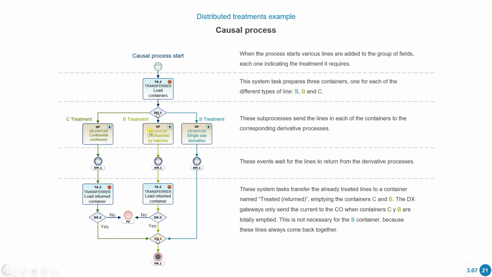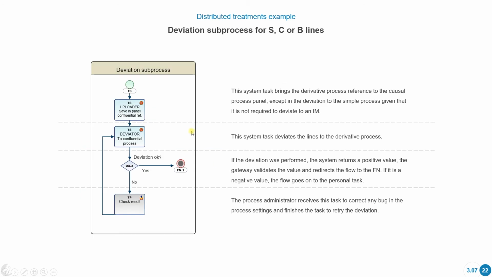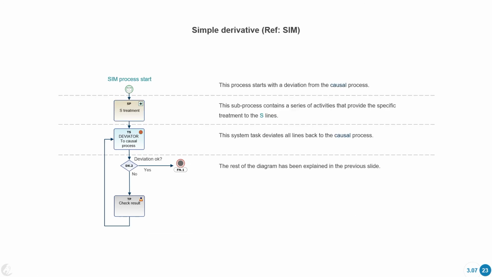We're only going to need them for these two types of lines, the lines that require the C treatment and the lines that require the B treatment. For the simple treatment, this uploader system task wouldn't be necessary, but I didn't bother to draw another example because it would be exactly the same, but without this system task. Now I'm going to focus on the simple derivative process.